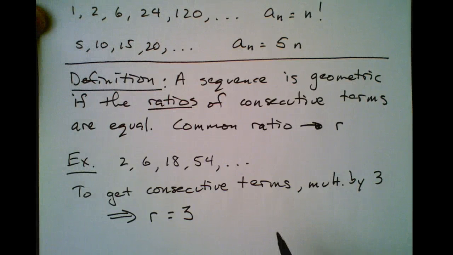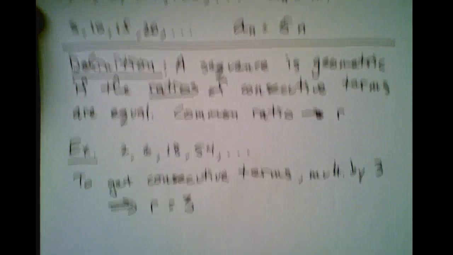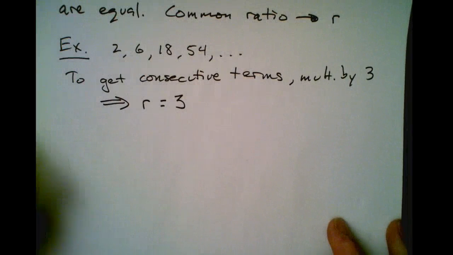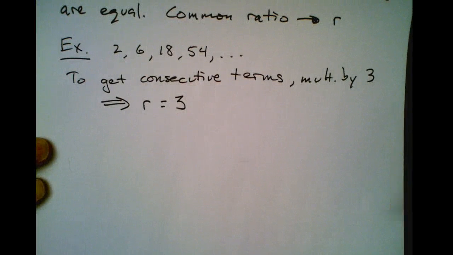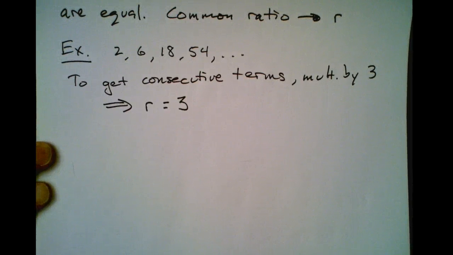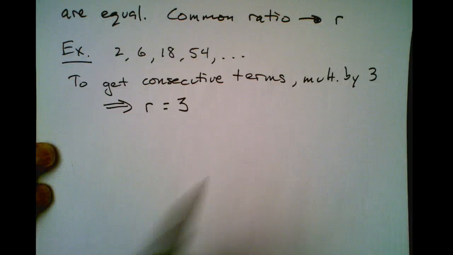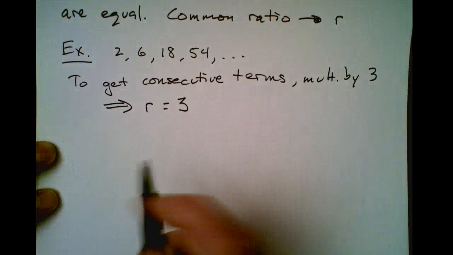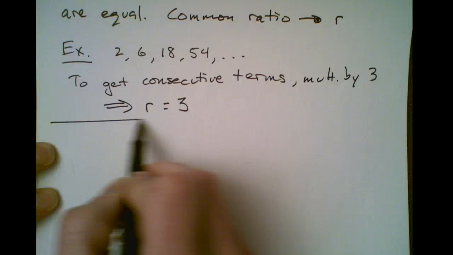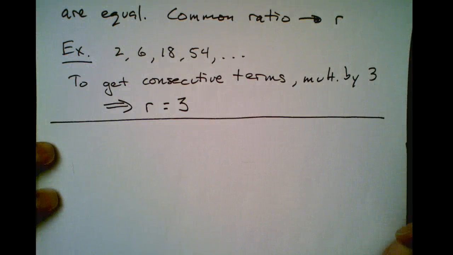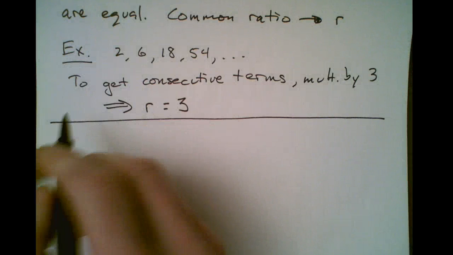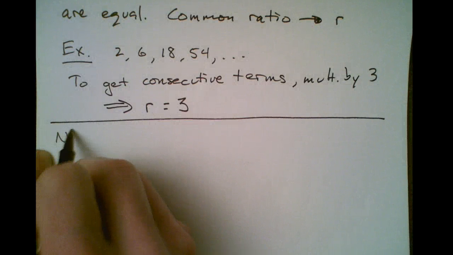So one of the nice things about arithmetic sequences and geometric sequences is that we have a pretty straightforward formula for each of them. Again, if you remember in section 9.1, we had to do a little bit of guessing and checking. With arithmetic sequences, we knew that a sub n was equal to a sub 1 plus d times n minus 1.